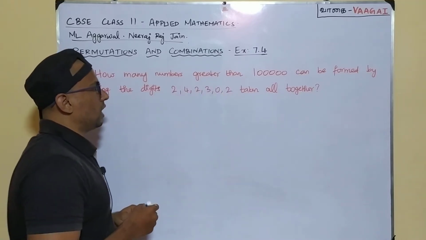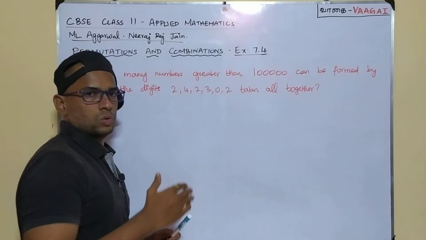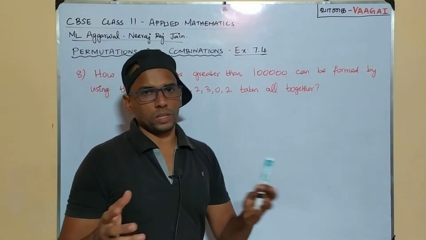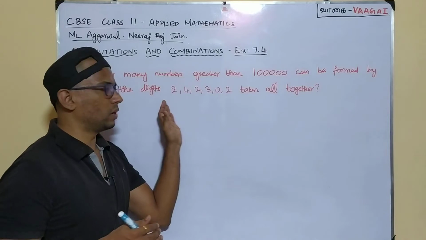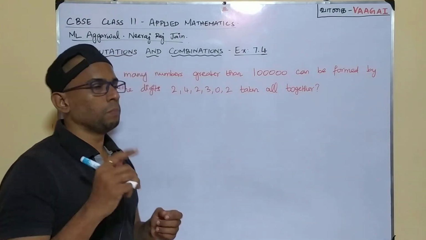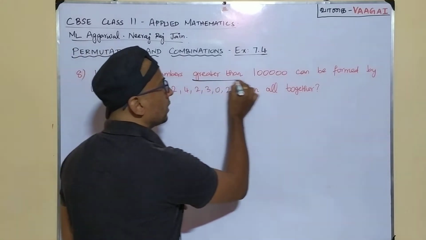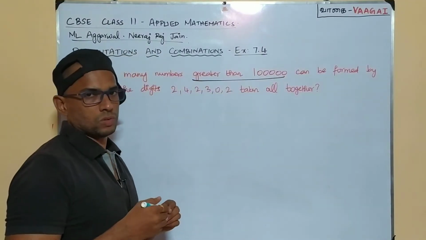So what are the digits here? We have 2, 4, 2, 3, 0 and 2, taken all the digits together. Yes, so that means we have to take all the given digits and form numbers. And the important condition is, what is the condition? The numbers should be greater than 1 lakh. This is the question's condition.